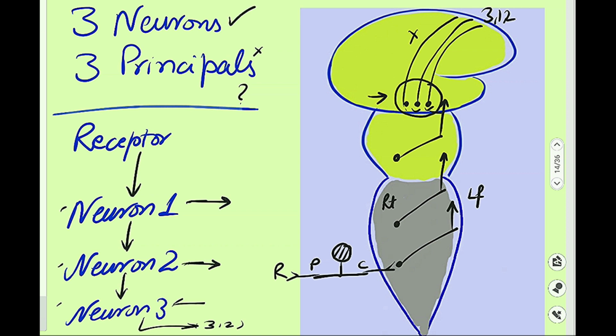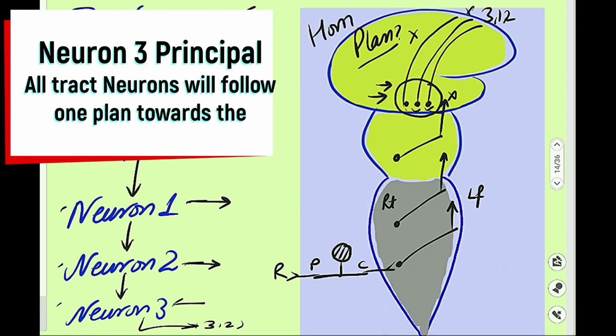All the tracts' third order neuron is present in the thalamus, and after the thalamus, the third order neuron is independent of the tract. It doesn't matter whatever the tract was. Now neuron 3 will move toward the destination according to a new plan. What is that plan? That plan is according to the homunculus. What is homunculus and what is the plan of homunculus? I will explain shortly, but I will repeat what is the principle of neuron 3.